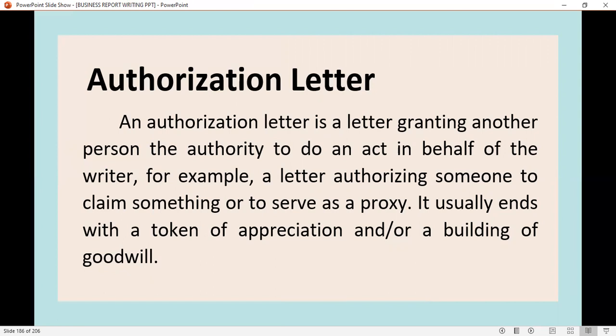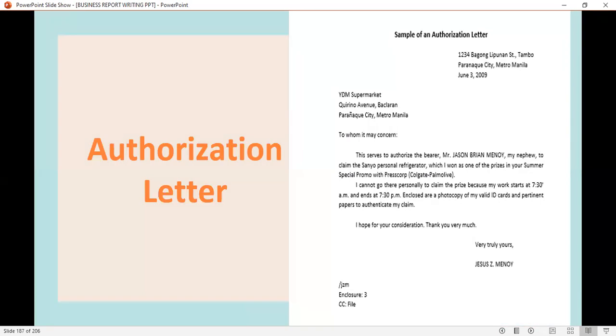And another thing important about authorization letter is your signature. Dapat signed mo ito. It usually ends with a token of appreciation and or building of goodwill. This is an example of authorization letter. So in this example, the sender, who is Jesus Z. Menoy, is authorizing his nephew, Jason Brian Menoy, to claim his prize.